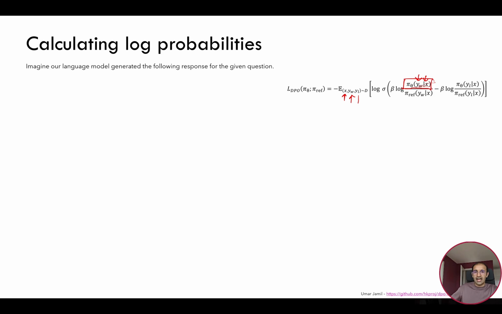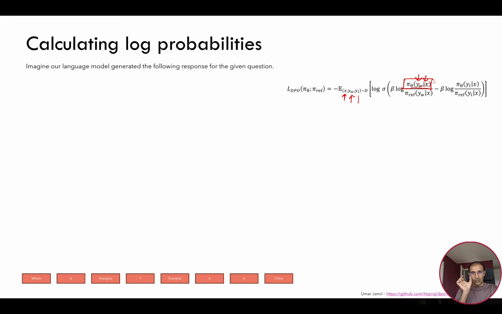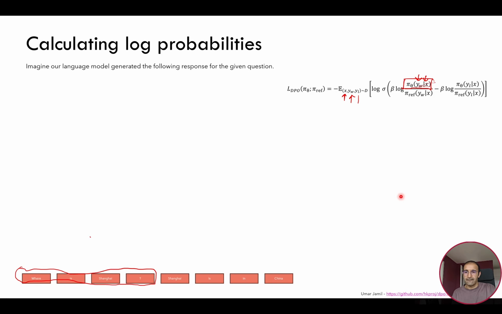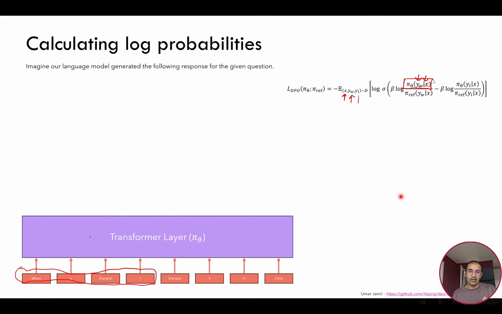What we can do is combine the question and the answer in the same string, in the same input for the language model. So imagine the question is, where is Shanghai? And the answer is, Shanghai is in China. Now let me use the laser. We can feed all of this to our language model, so the pi theta.